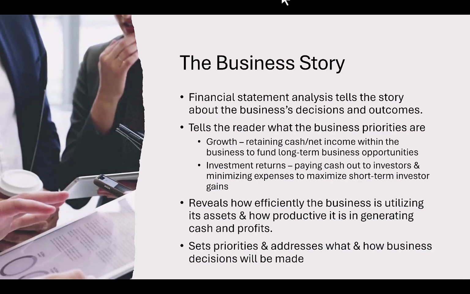Financial analysis takes the numbers and tells the business story about the business's decisions and outcomes. It tells the reader what the business priorities are, and those business priorities could be growth or investment returns. If we're talking about growth, that means that the business is retaining cash or net income within the business to fund long-term business opportunities. But if the business is prioritizing investment returns, they're paying cash out to the investors and minimizing expenses in order to maximize those short-term investor gains.